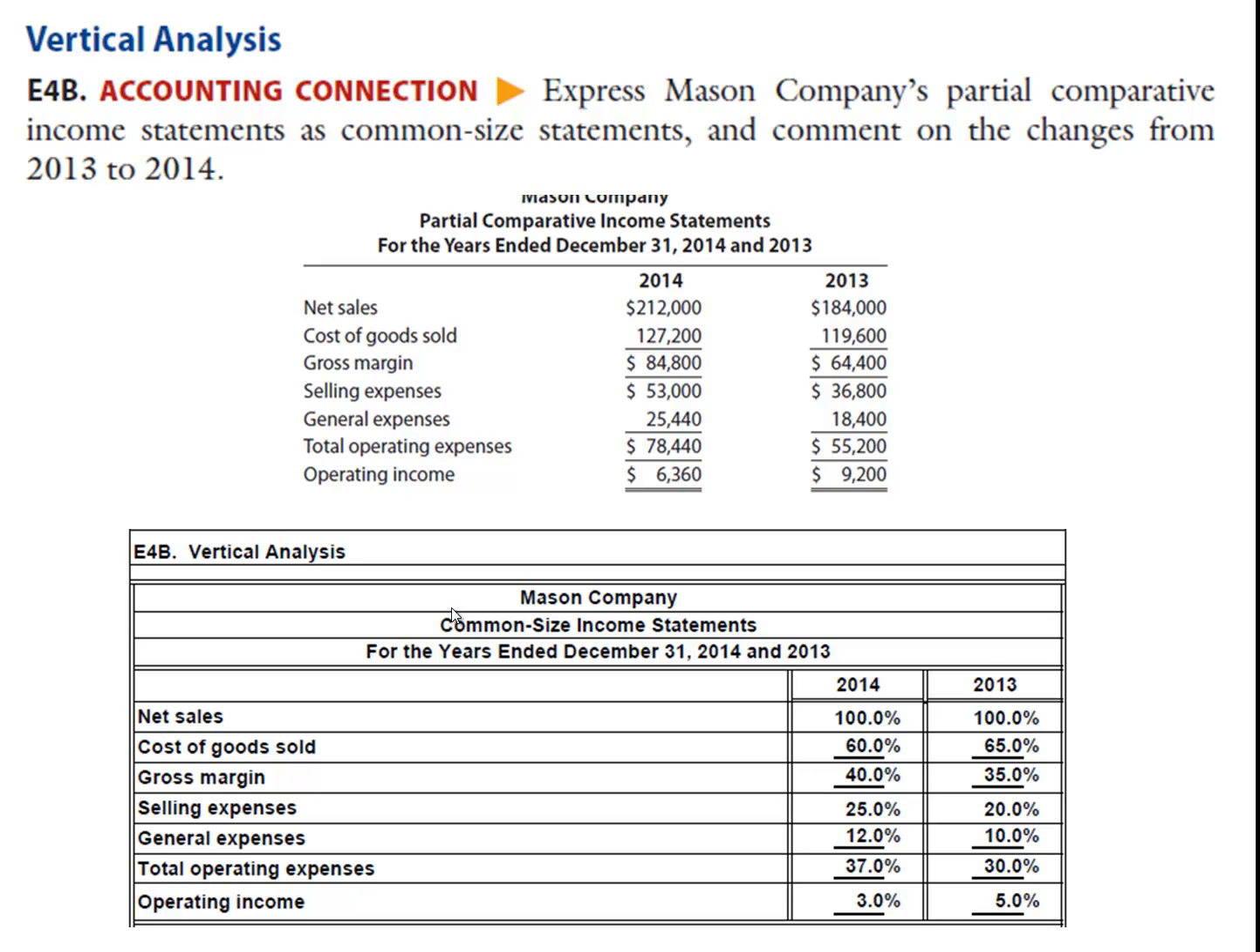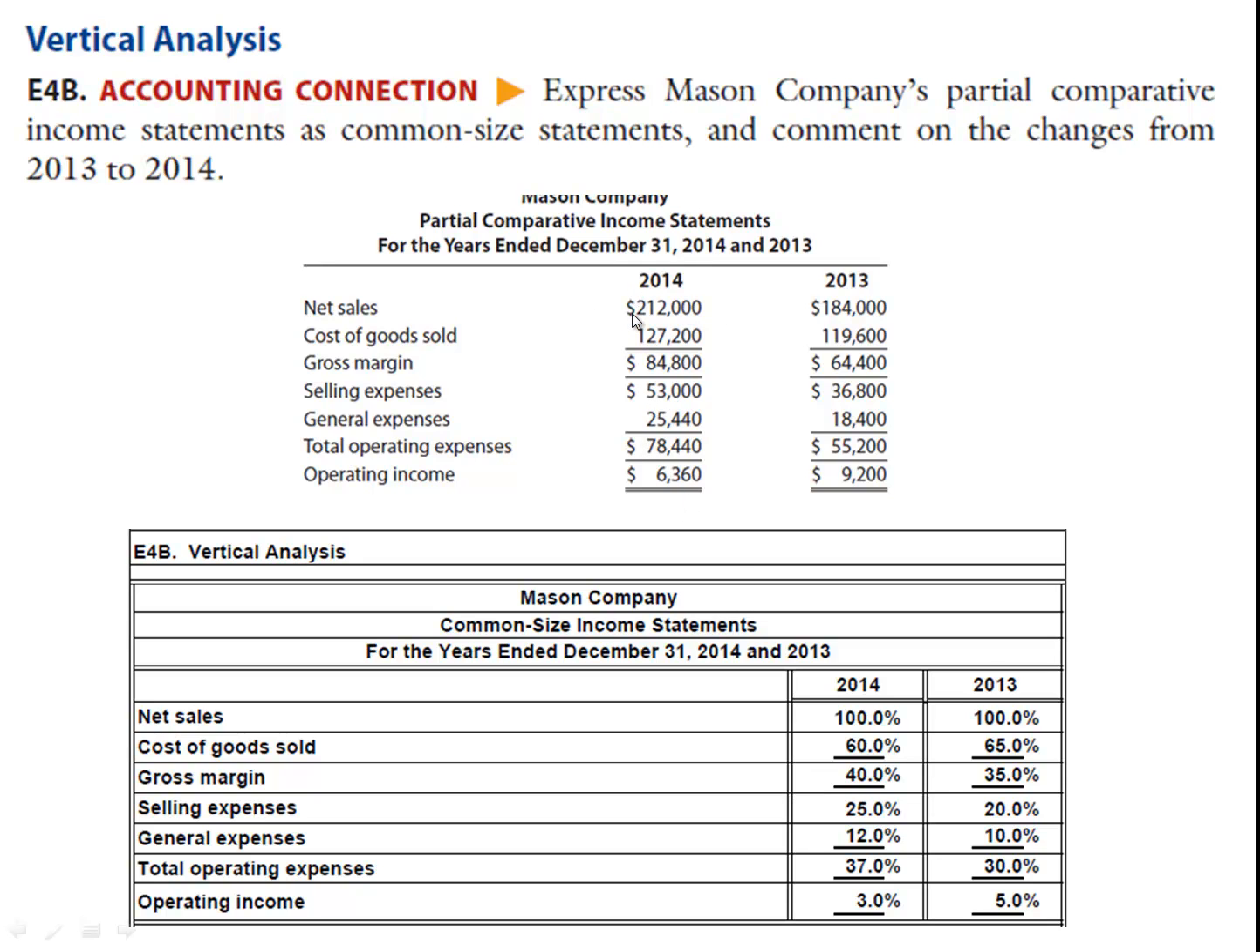In a common size balance sheet, we compare everything to either total assets or total liabilities and owner's equity, because those are the same amounts on a balance sheet. So we have our numbers up here. I'm going to start with 2014 just because it's first. Basically what you're doing is going through here and dividing everything by our net sales.